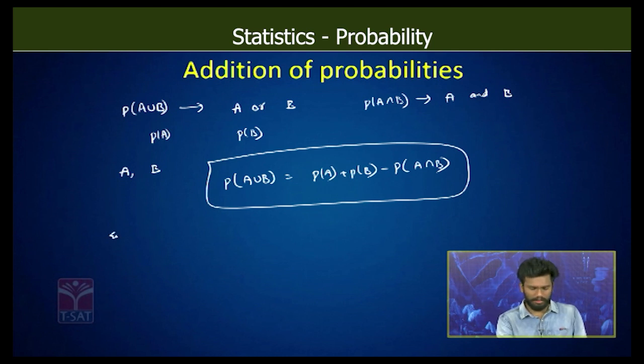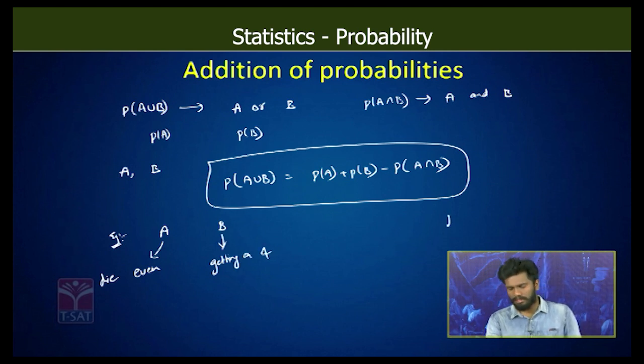Now let us see a small example here. Now my event A will be getting an even number when a die is thrown. My event B will be getting a number 4. Now what is the probability of my event A, getting an even number when a die is rolled? It is 3 by 6, it is 1 by 3. అలాగే probability of B, getting a number 4, is nothing but 1 by 6.